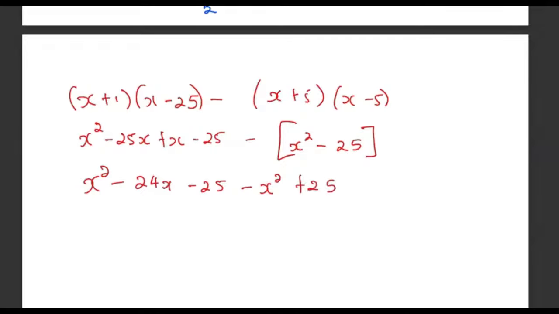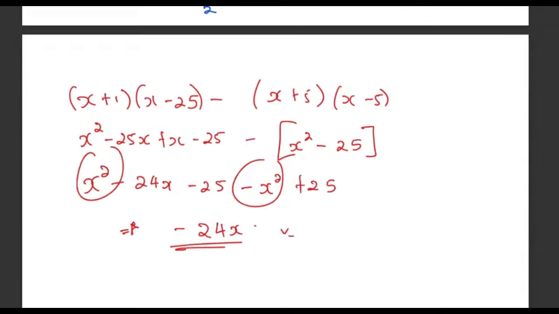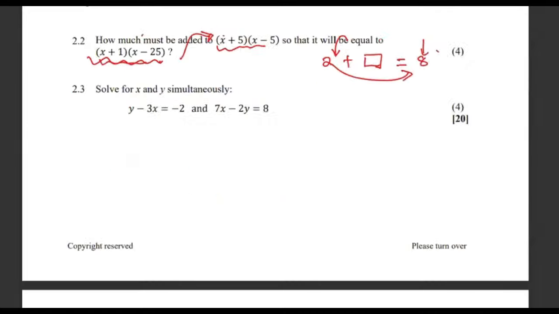So this is going to cancel with that because it's a positive x squared and a negative x squared. Okay, so that one cancels. Even the 25, one is negative, one is positive, cancels out. So the final answer is going to be just a negative 24x. Okay, negative 24x. So that is what must be added. For 4 marks also, ne?